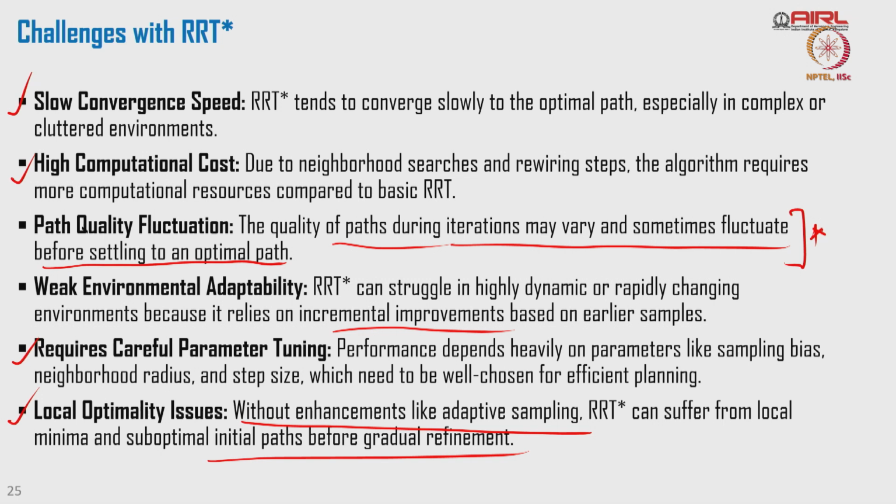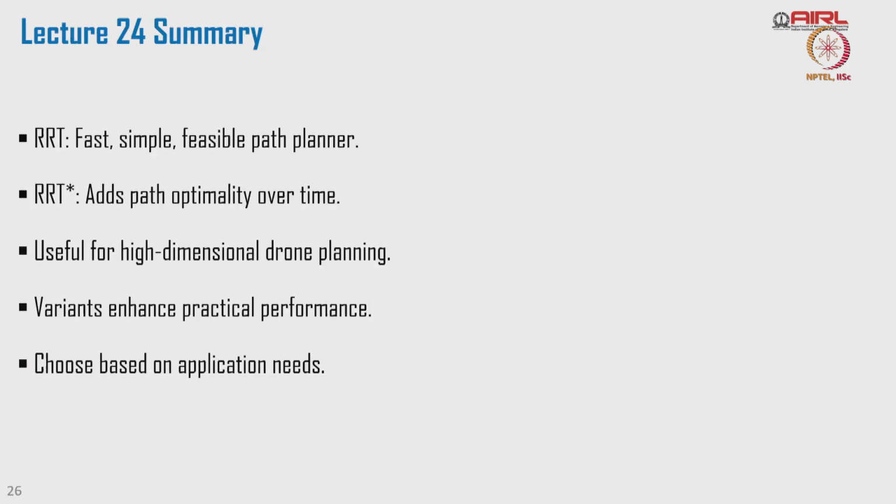So, in order to make RRT star even better, there are some variants of RRT star like informed RRT star and bidirectional RRT star. The students are encouraged to go through those concepts as well, but a detailed discussion of those topics is out of scope for this particular course. Okay. So, now we summarize our lecture.